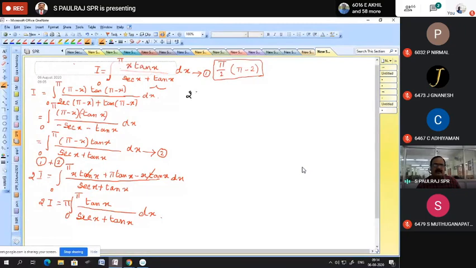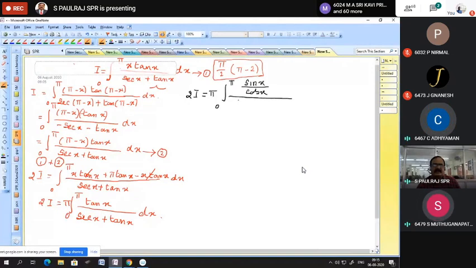Once we applied that property, you apply a different property. This is equal to pi into integral 0 to pi of (sin x by cos x) divided by (1 by cos x) into dx, equal to pi into integral 0 to pi of sin x divided by 1 plus sin x.